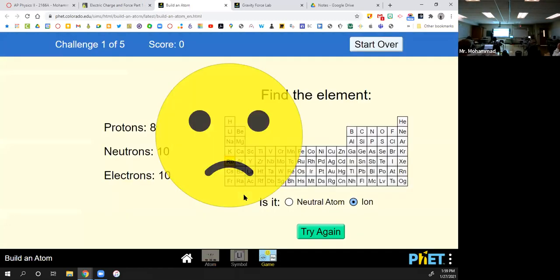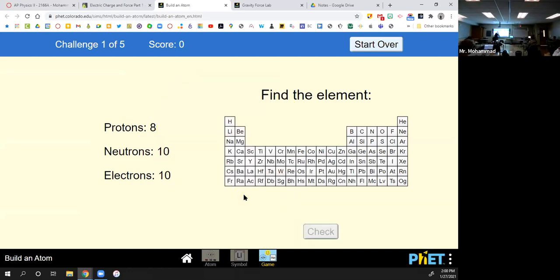But I would say as an AP student, you should have some fundamental knowledge about protons, neutrons, electrons, atoms, and ions. So I would say play around with this. See how good you can do. I'll give you a few minutes to play around with this before you dig a little bit deeper.